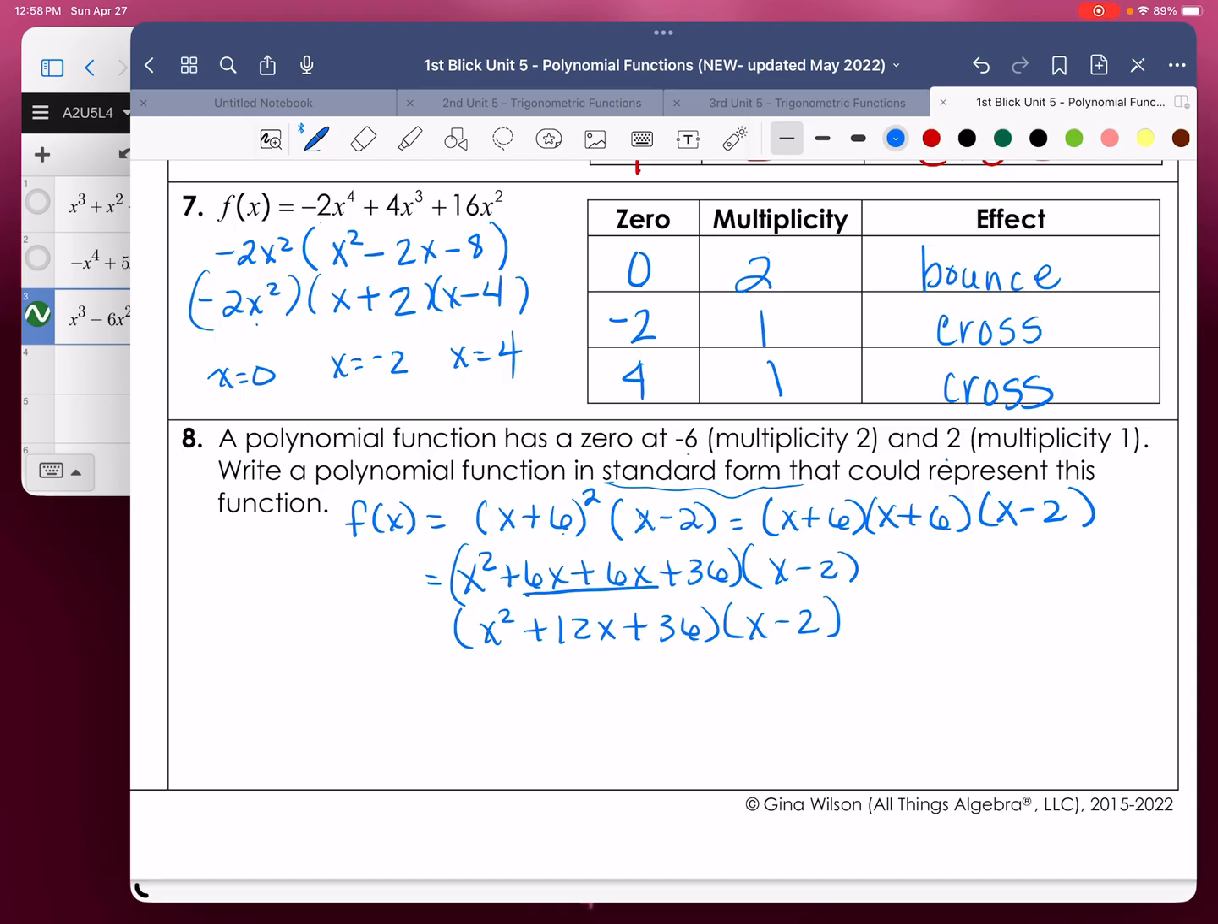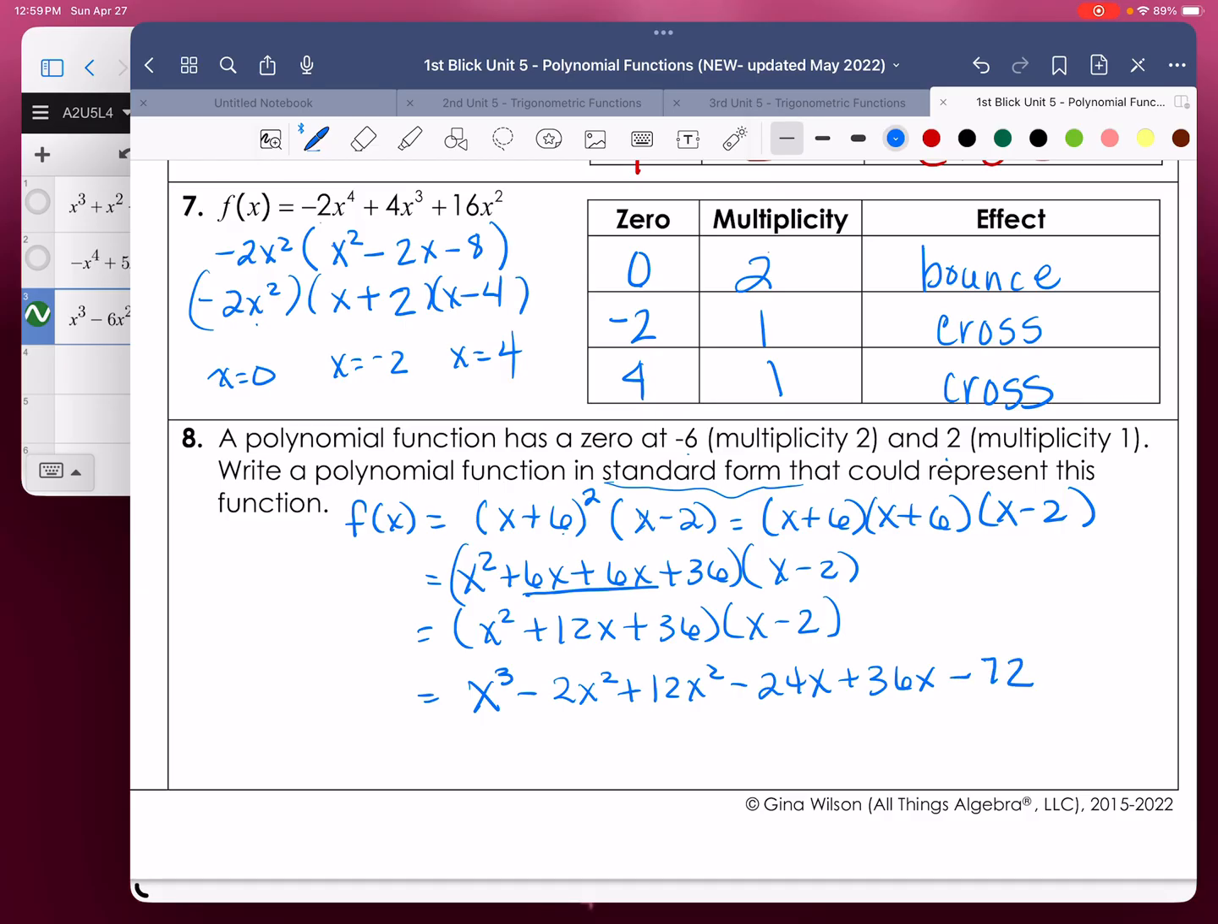Okay, now we need to multiply all the things in the first set times all the things in the second set. So x squared times x is x to the third, and x squared times negative 2 is negative 2x squared. All right, 12x times x is positive 12x squared, and 12x times negative 2 is minus 24x. 36 times x is plus 36x, and 36 times negative 2 is minus 72.